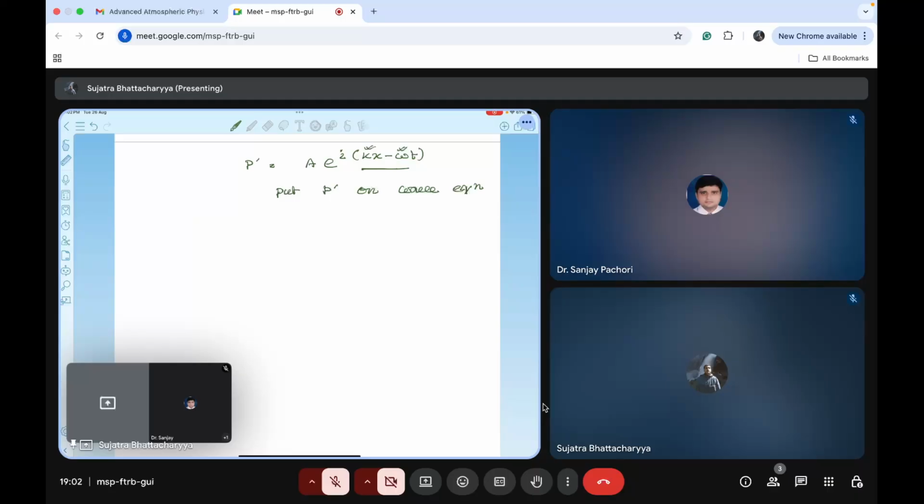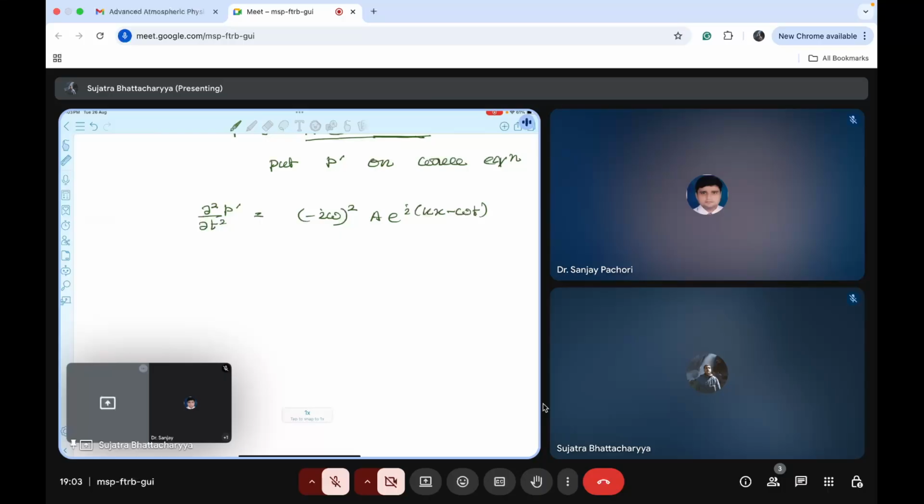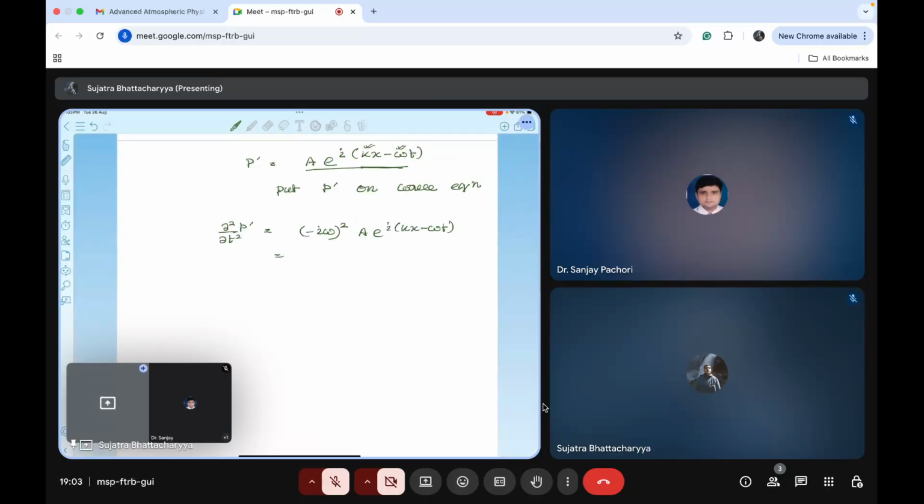So del square by del t square of p dash will be what? P dash is this. So if you do the time derivative, it will be minus iota omega squared, twice, and A e to the power iota (kx minus omega t) as it is. Can we write this as minus omega square p dash, since the minus square will be gone?